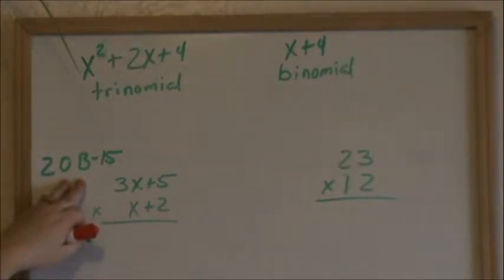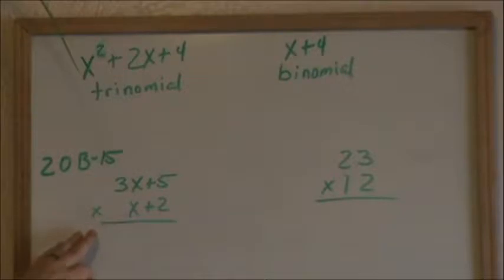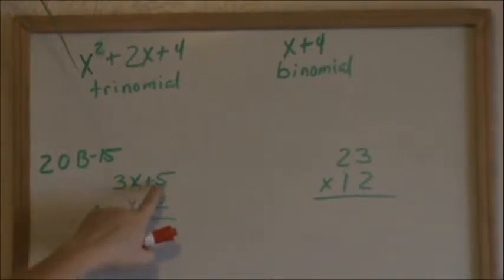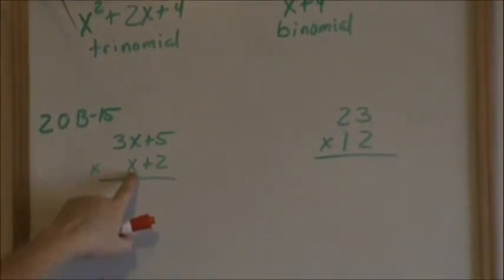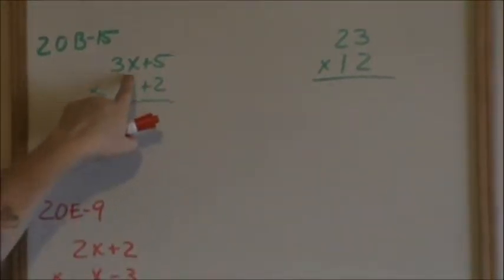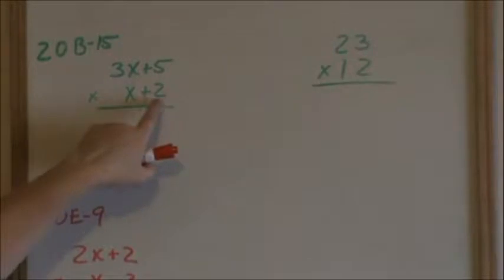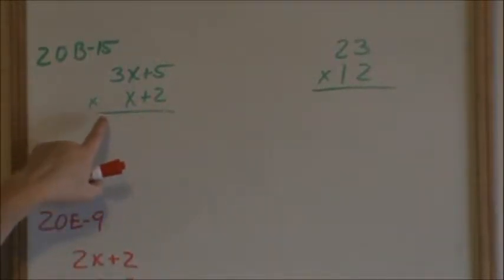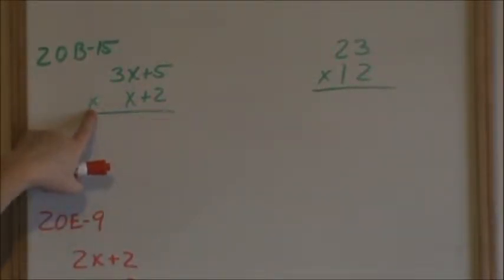Alright, we're going to be looking at 20b-15. We're going to be multiplying 2 binomials. This is a binomial, 1, 2 terms. Another binomial, 2 terms. So this is a binomial multiplied by a binomial. This shows you multiplying. Be sure and watch your operation sign. Are you adding or are you multiplying? It's really important to look at that.